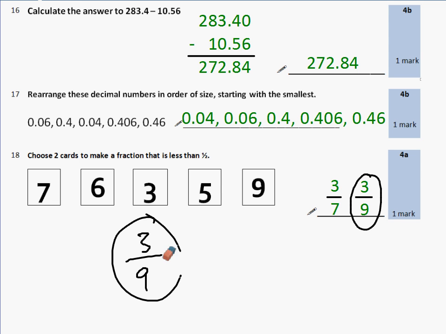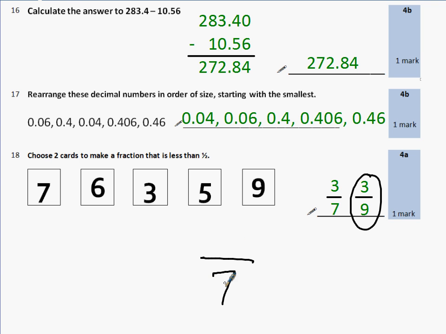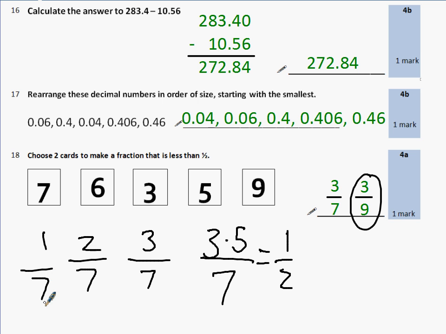Now imagine that 7 was the denominator of choice. Halfway would be 3.5. That's equivalent to 1/2. So less than a half is where we're going to get a numerator that's smaller than 3.5. So 3 over 7, 2 over 7, or 1 over 7. But we've got no 1 card to play with, we've got no 2 card to play with. So these won't do. 3 over 7 is another option that's smaller than a half.